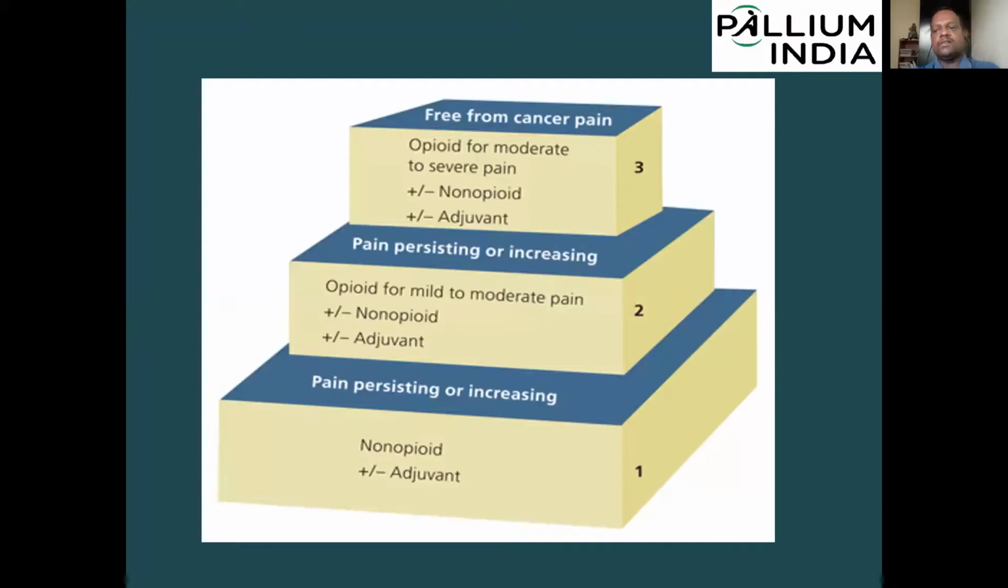Okay. So this is the WHO analgesic ladder, which all of you are very familiar with. You had a discussion up to step 2. Now we will move on to step 3, the step for opioids for moderate to severe pain. It also includes non-opioids as well as adjuvants, but we'll be concentrating on opioids for moderate to severe pain.